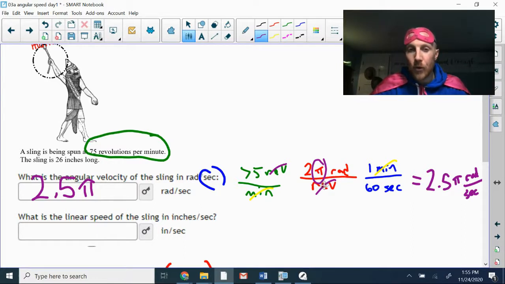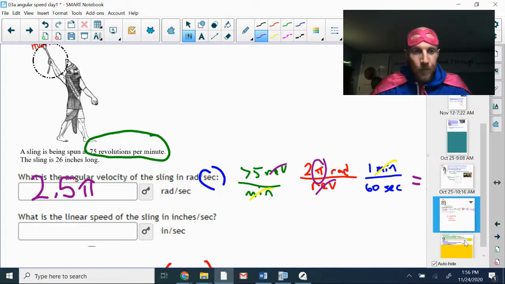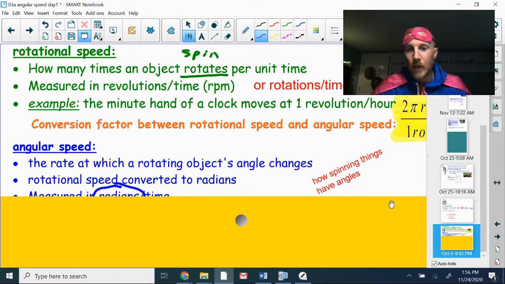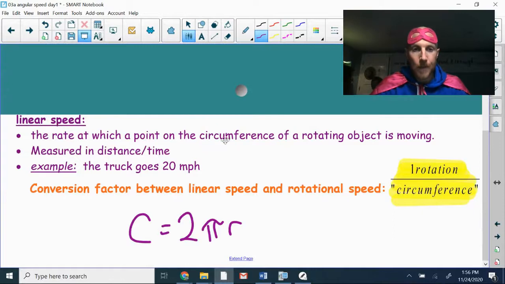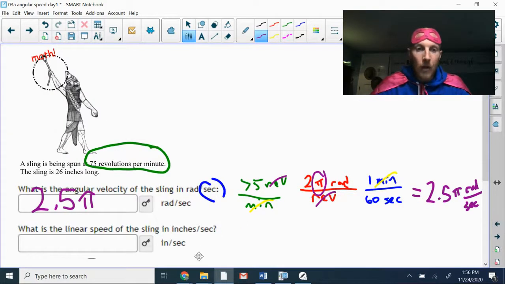Okay, well, I'm going to go from the original problem because 75 revolutions per minute seems like a much neater answer. There's no decimals, there's no pi's, so I'm going to go from that. So to get from rotational speed to linear speed, I'm going to need this conversion factor between linear speed and rotational speed. So I need to know the actual measurement for the circumference. So one rotation over the measurement of the circumference, or I can change words, one revolution over the measurement of the circumference. So the circumference, 2 times pi times the radius.